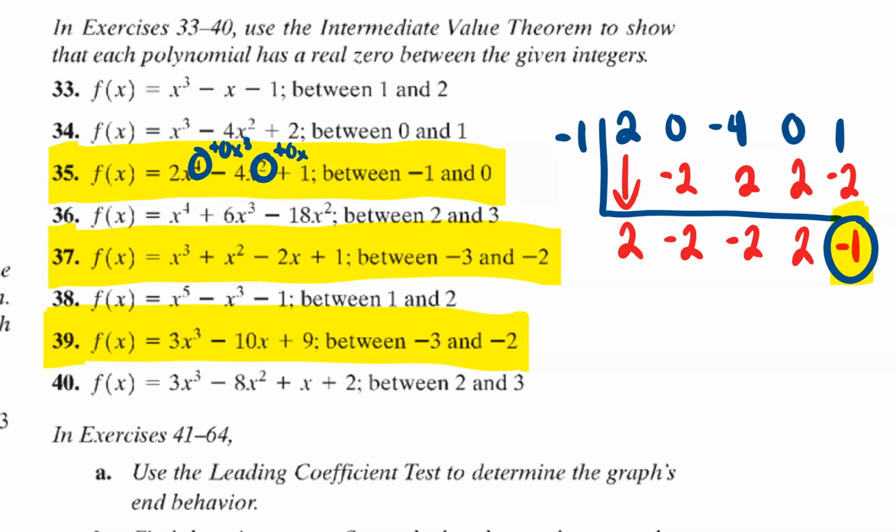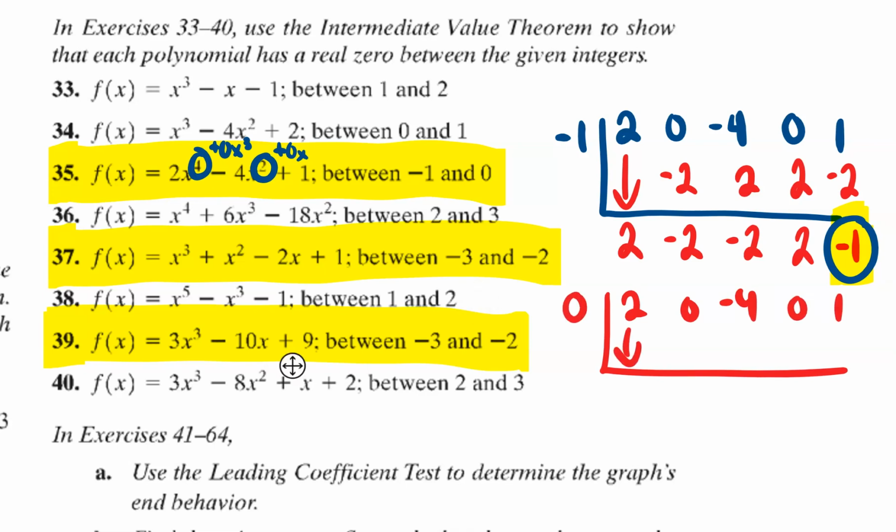All right, you could also do 0 the same way. You could set it up like this, 2, 0, -4, 0, 1, and then do 0 here. Or you can do direct substitution, which I think would be a lot quicker since you're working with 0. 0 times anything is 0, minus 0, plus 1 would just give us 1.